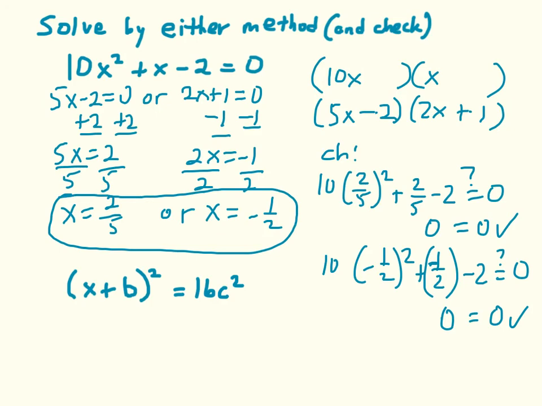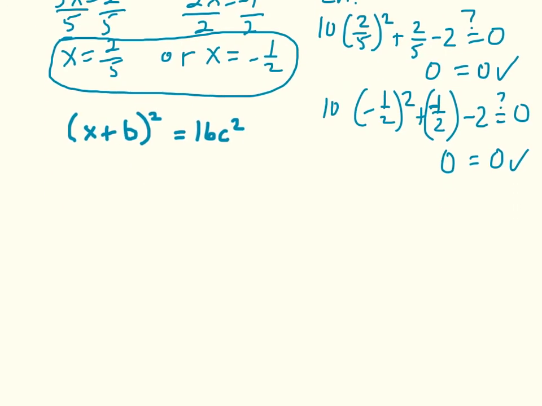This next one is just a little more abstract because it's just got a lot of variables. Last problem here. So if I have x plus b squared equals 16c squared, that means x plus b has to equal, I won't require you to check this one, plus or minus the square root of 16c squared. Now let's go ahead and figure out what that is since that's a perfect square. So I've got x plus b equals positive or negative 4c.